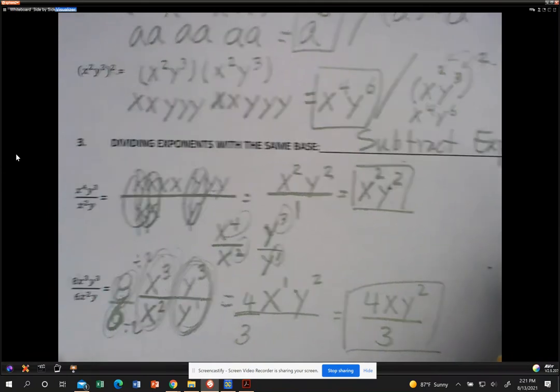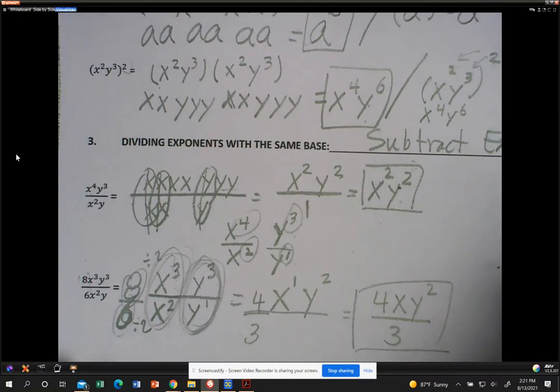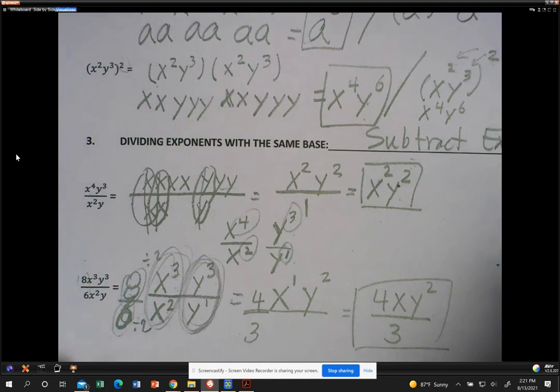All right, I'm going to give you time to finish up with those two examples. And after that, we're going to work on the worksheet, your homework assignment.